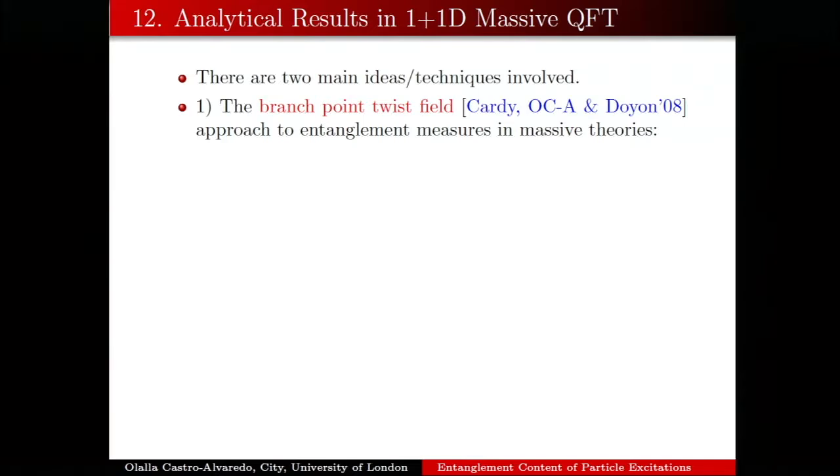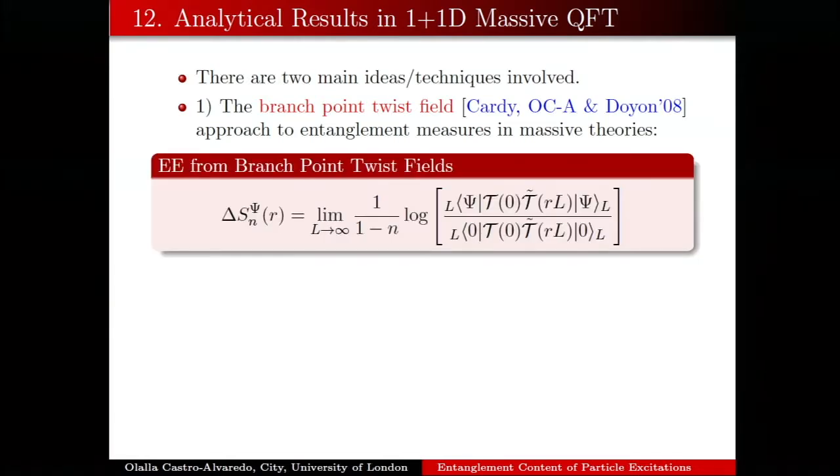The first thing we used is what we call the branch point twist field technique in massive theories. It's something we developed a few years ago. This is a way to express measures of entanglement in quantum field theory as correlators of a certain kind of field, a local quantum field. Unfortunately I don't have time to tell you the details about how this field comes about. I'll tell you a little bit.